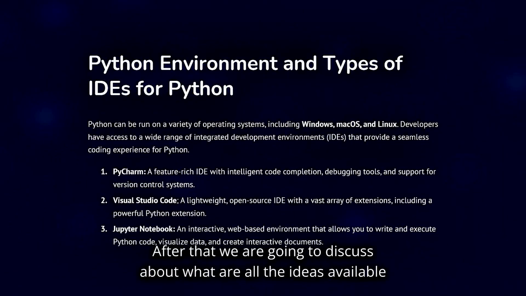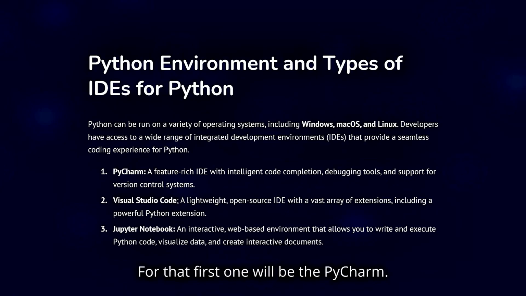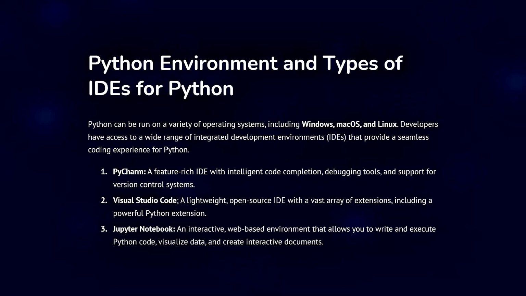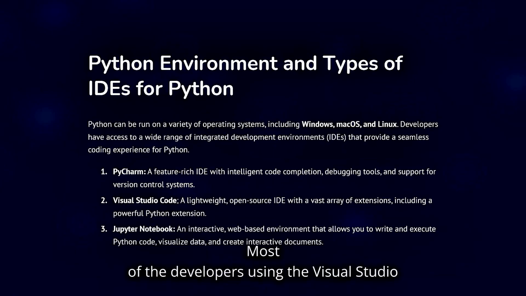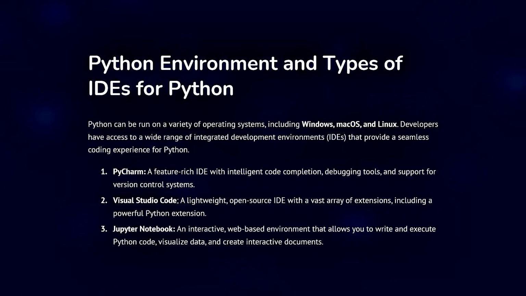After that, we are going to discuss what IDEs are available for Python for executing Python code. The first one is PyCharm. It is very useful for Python programming, machine learning projects and also deep learning projects. And the second one is Visual Studio Code. Most of the developers use Visual Studio Code. You can also use VS Code for the Python language. And the third one is Jupyter Notebook. We are going to need Jupyter Notebook for our upcoming classes. So these are all the IDEs available for the Python environment. You can also search for other software which executes the Python programming language.